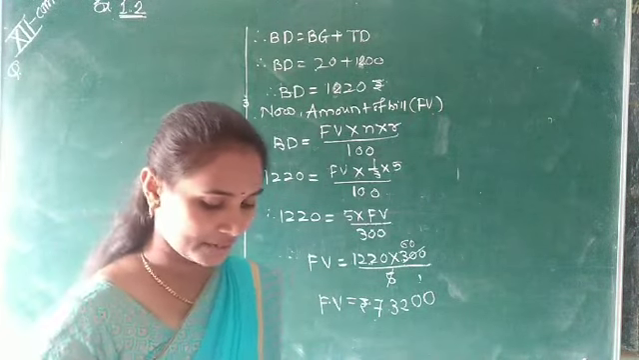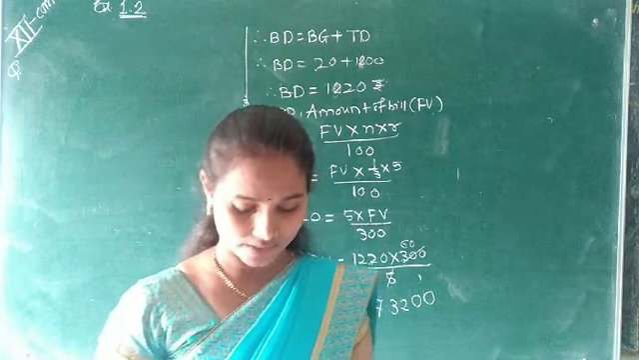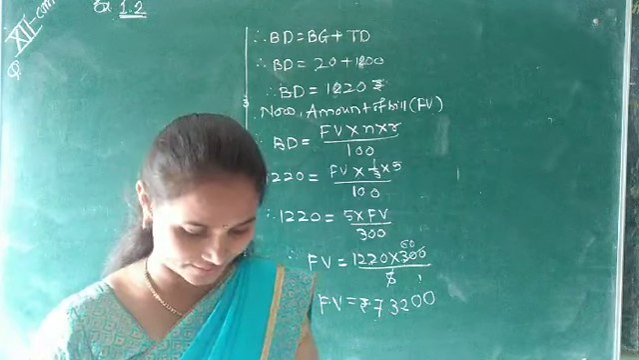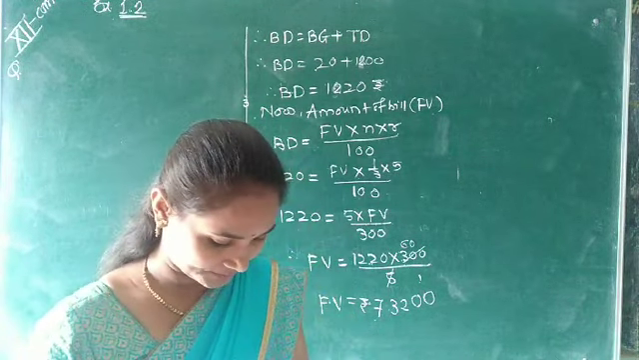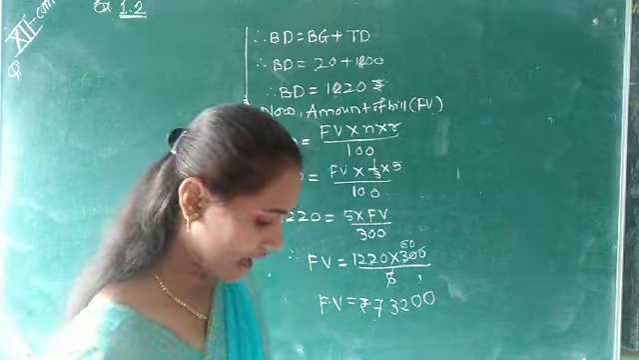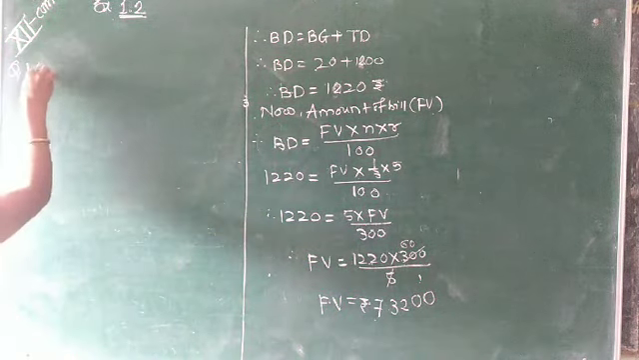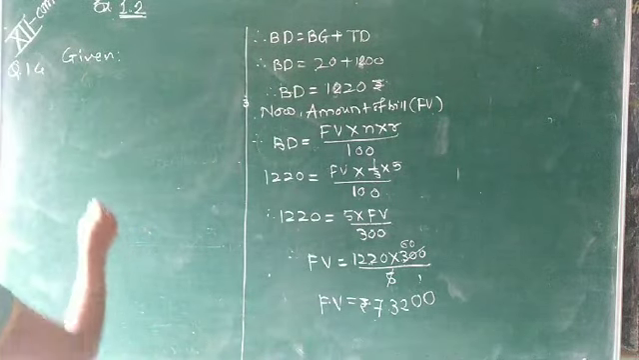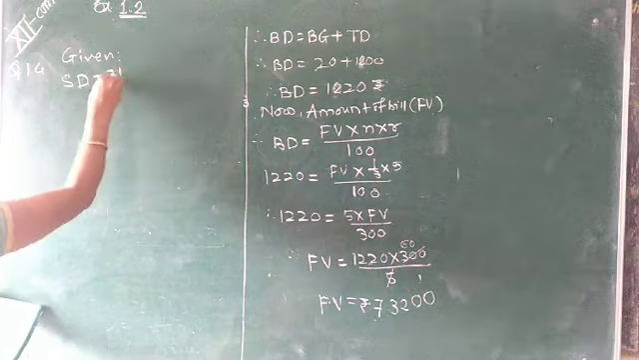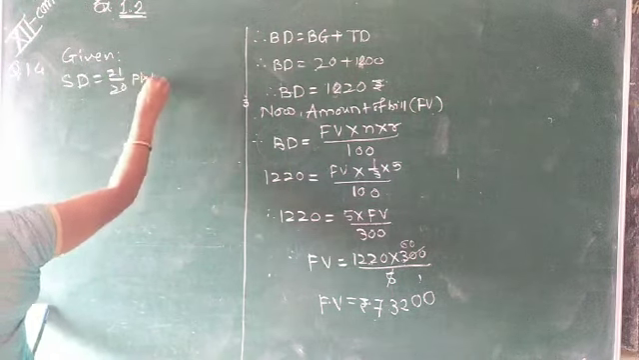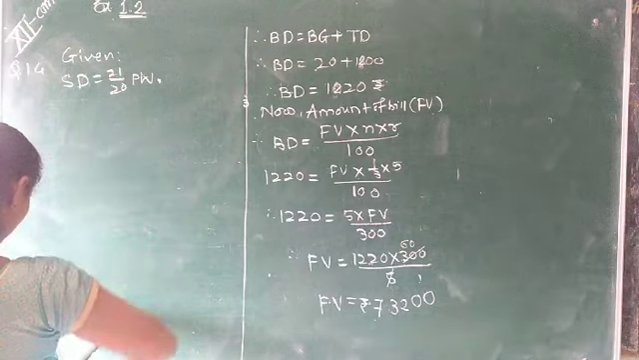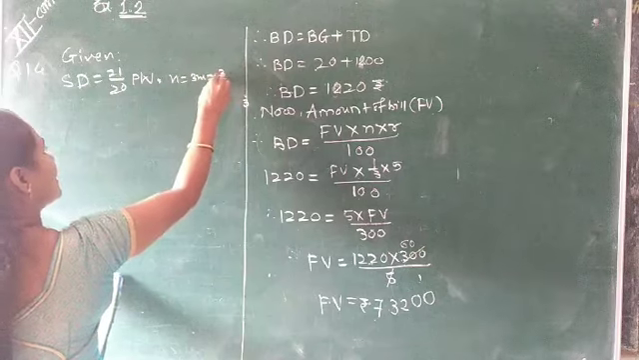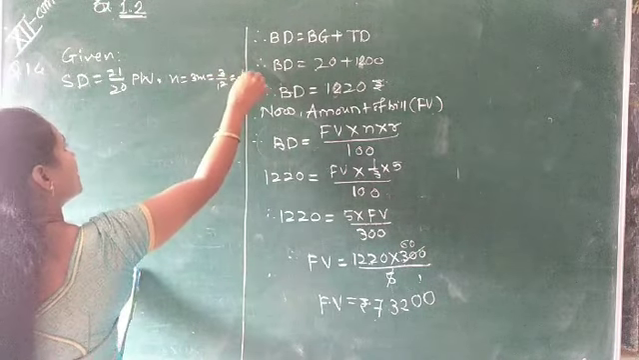A certain sum due 3 months hence is 21/20th of the present worth. That means sum due is 21/20th of present worth. What is the rate of interest? Then we are going to find here R. What is given here? That is sum due is equal to 21/20th present worth, and one more condition, that is for 3 months. N is equal to 3 months, that is 3 upon 12 is equal to 1 upon 4 years.